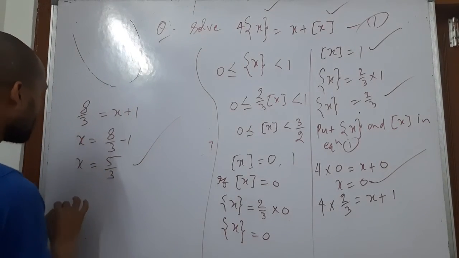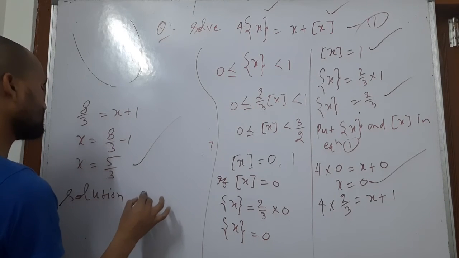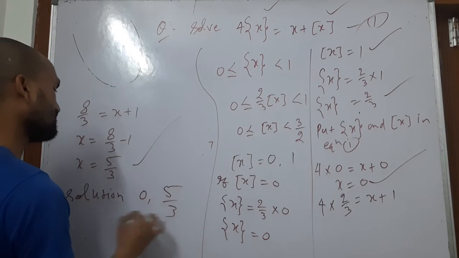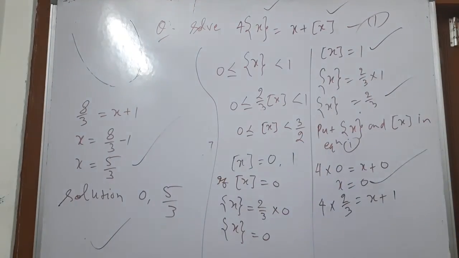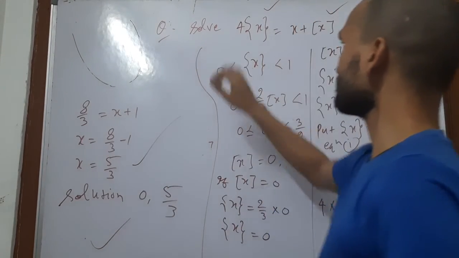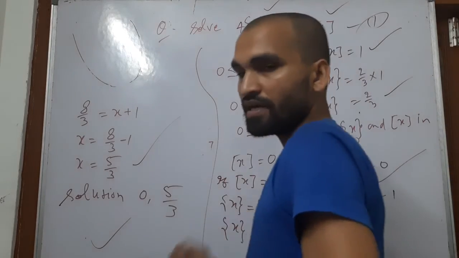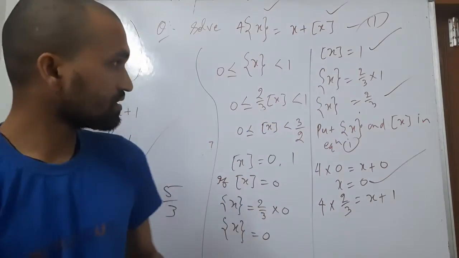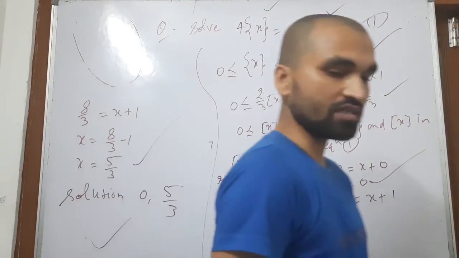So what is the solution? The solution is 0 comma 5 by 3. The two possible values are 0 and 5 by 3. Okay, it is our final answer of this question. Okay students, we have solved this question, and it is a very important question from the concept point of view.